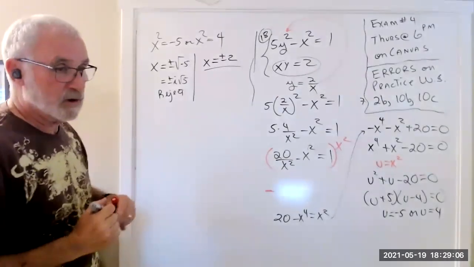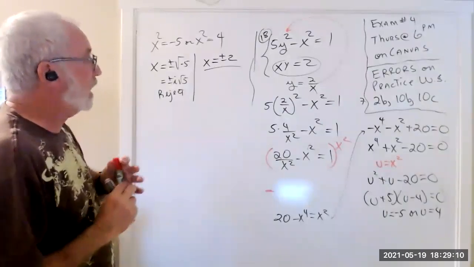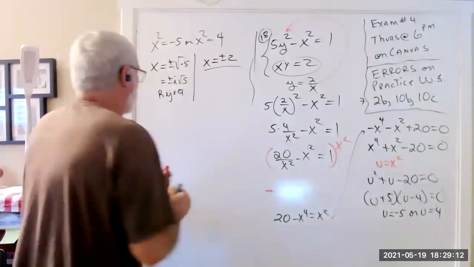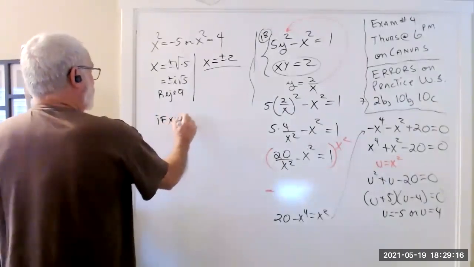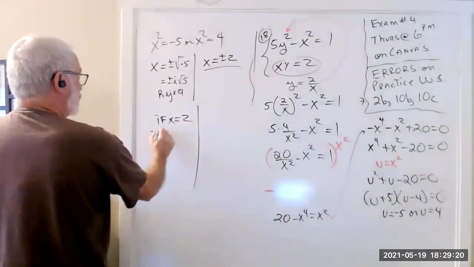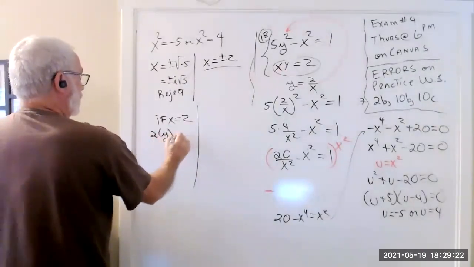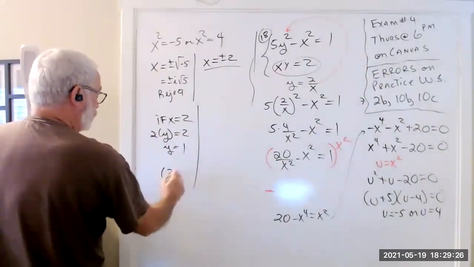All right, are you with me so far? Yes. This is a cool question. So now, wait a minute. Remember how I separated this? I said if x is 2, then let's put it here. We have 2 times y equals 2. That's y is 1. So we have 2 comma 1.